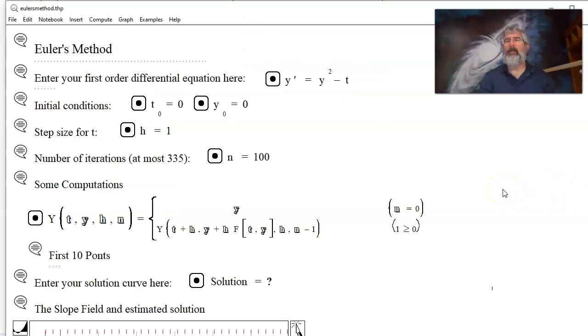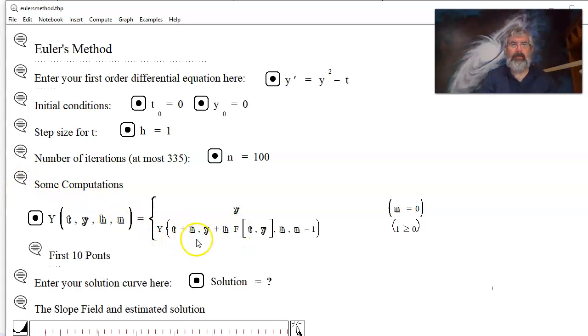On my faculty website, you will find my live math resources. If you look up differential equations on the live math resources, one of the things is Euler's method. I'm using Live Math to create this, and I'm using Live Math Viewer here to view it. You too could download Live Math Viewer for free and view this and experiment with it. So here we go. What I've done is put in the differential equation, y prime equals y squared minus t, initial conditions, h equals 1, and I'm saying give me 100 iterations here.